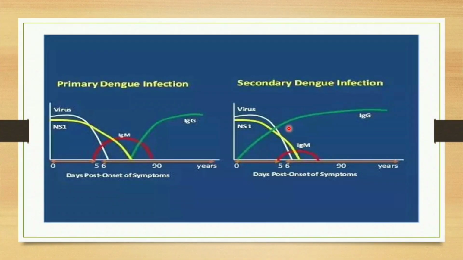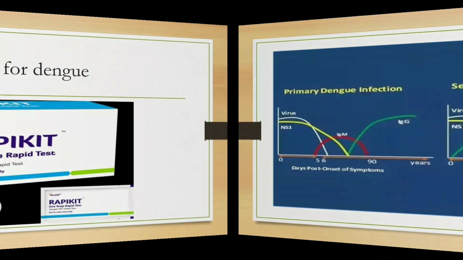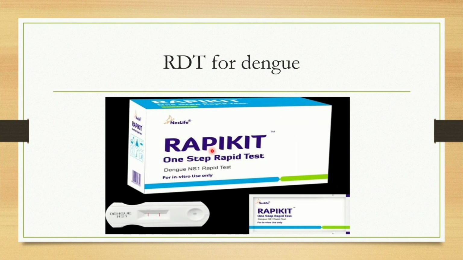And coming to RDT for dengue, so RDT is rapid diagnostic test kits, and it detects either IgM or NS1 antigen, but this method is poorly sensitive and specific. So the Indian government passed an order in 2016 stating that even if the rapid kit is positive, it should be confirmed with NS1 antigen ELISA or with antibody detection in MAC ELISA.